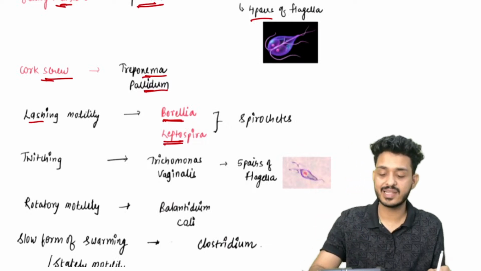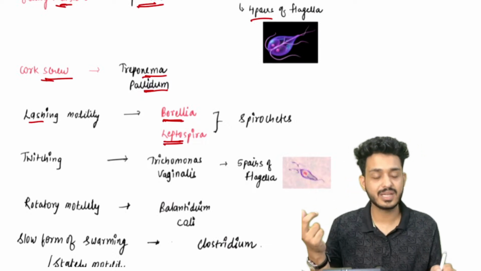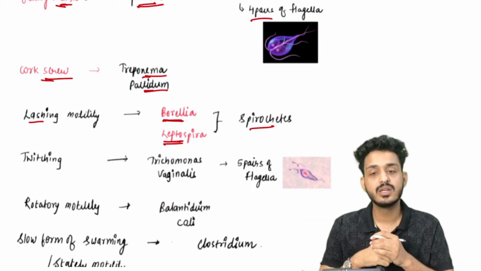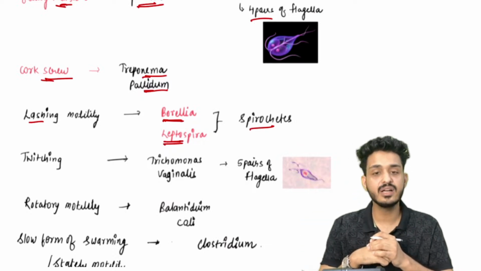Okay, we can remember like that. So लाश को कैसे रखेंगे? बोरे में लपेट के. These are basically spirochetes. So lashing motility we will be seeing with the spirochetes.